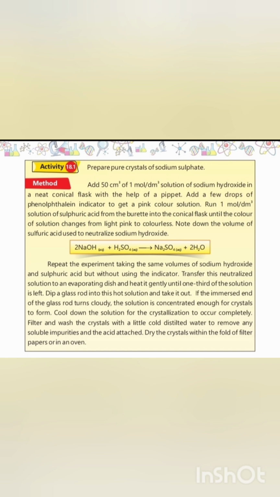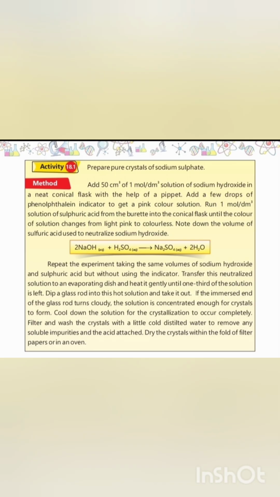The third step is evaporation and crystallization. Transfer this clean neutralized solution into an evaporating dish. Heat it gently until approximately one third of the initial liquid volume is left. The glass rod test: dip a clean glass rod into the hot solution and remove it. If the film of liquid on the immersed end turns cloudy upon cooling, the solution is saturated enough for crystals to form. Remove from heat and allow the solution to cool down completely at room temperature so crystallization can occur naturally.